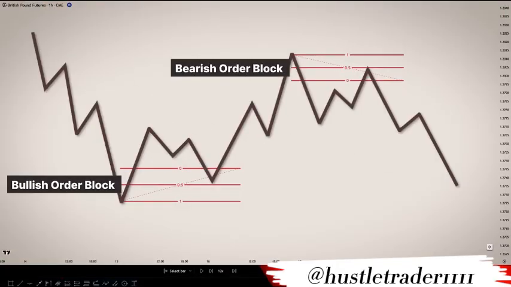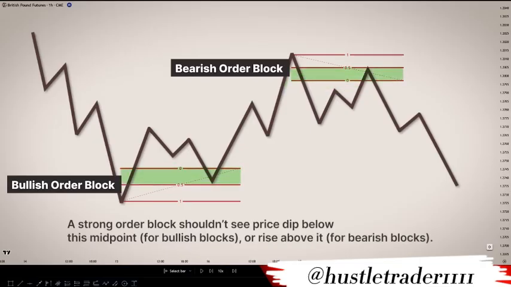It's all about validation. A strong order block shouldn't see price dip below this midpoint for bullish blocks, or rise above it for bearish blocks. If it does, it might be telling us our block isn't as solid as we thought.